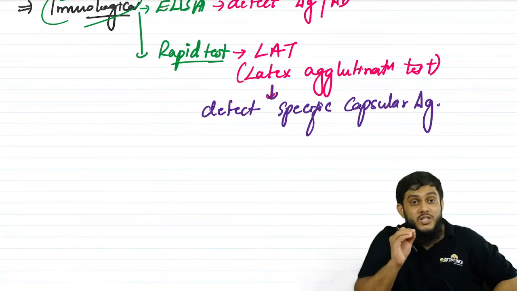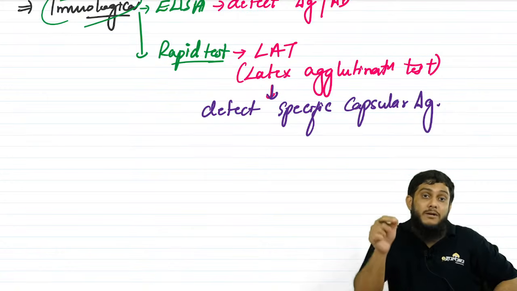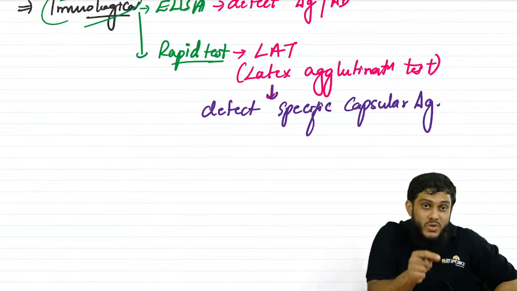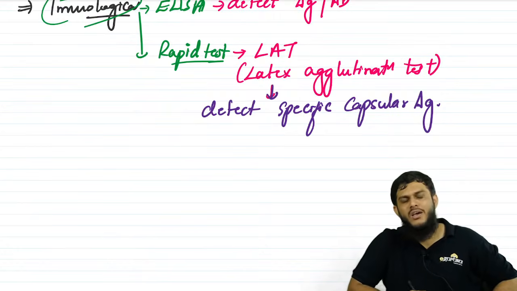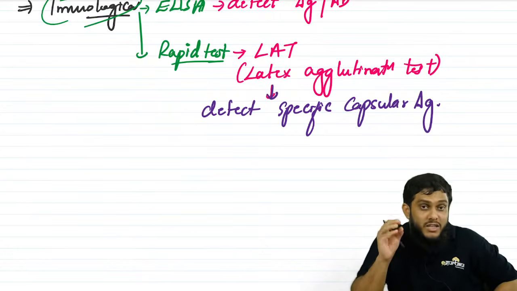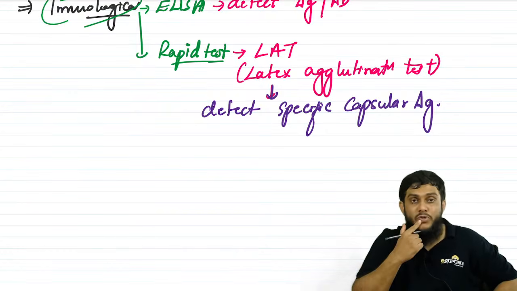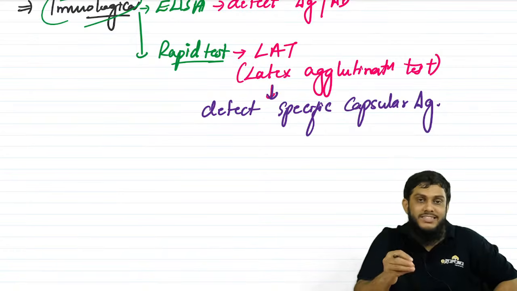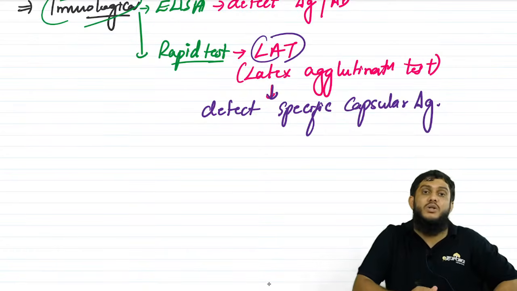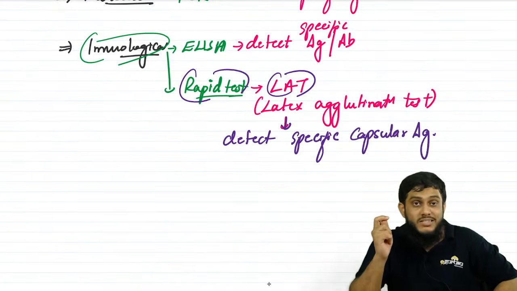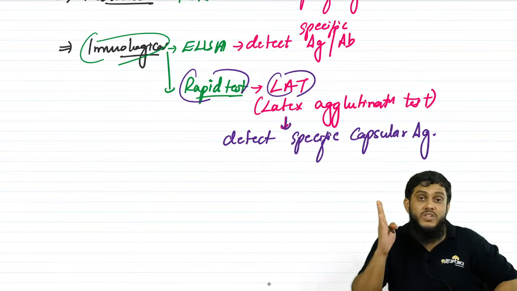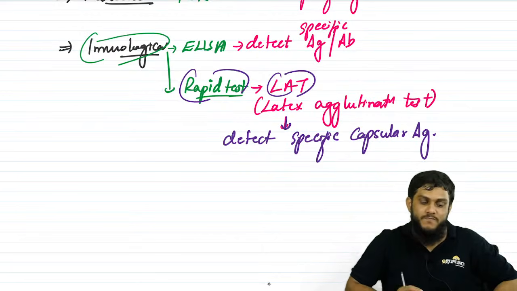There are few strains of these bacteria which are capsulated, and most commonly the capsulated strains are the ones which cause meningitis in a neonate. So usually capsulated bacteria are the ones which cause meningitis in a neonate, and the capsular antigen is detected using the latex agglutination test, which is a rapid test. Rapid test means the immunological test which gives the result within 30 minutes.